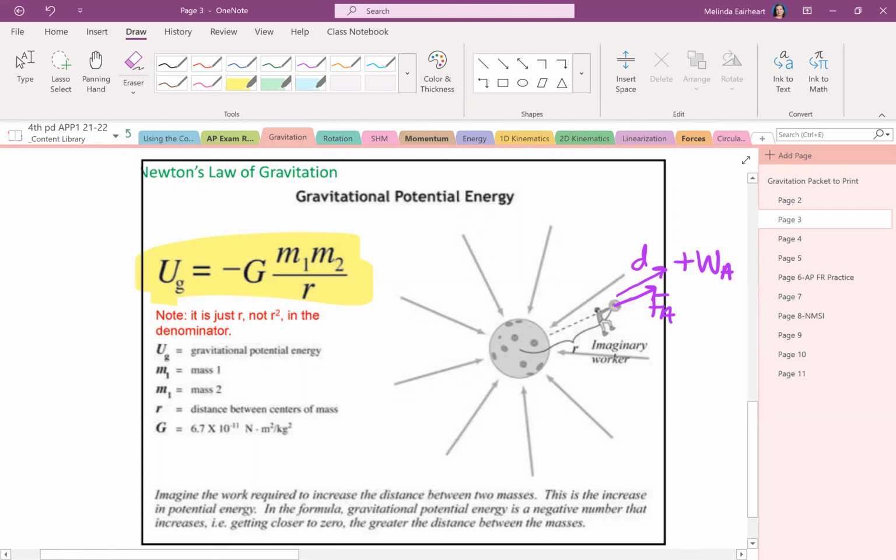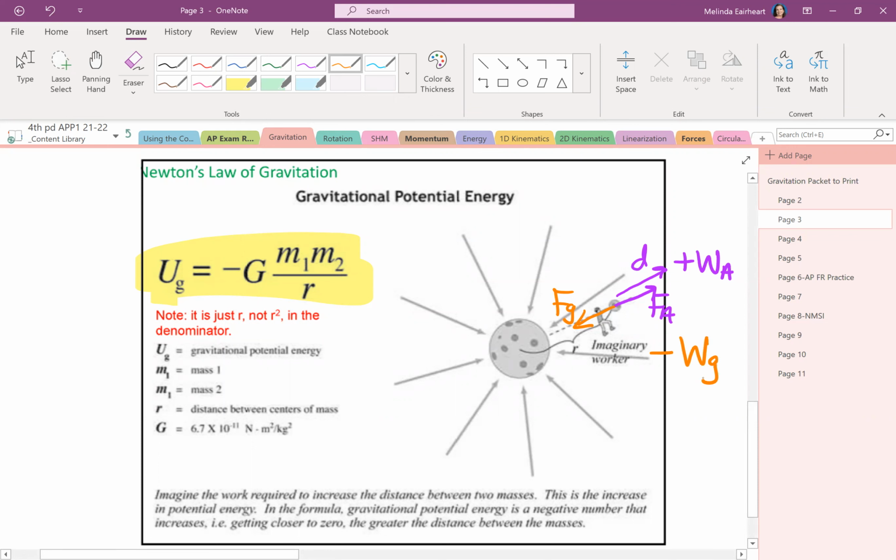Well, what about gravity? Gravity is pulling inward on that mass, that moon, but that's 180 degrees, outward versus inward. And so with cosine 180, what kind of work is gravity doing as the person moves it further? That would be negative work done by gravity.